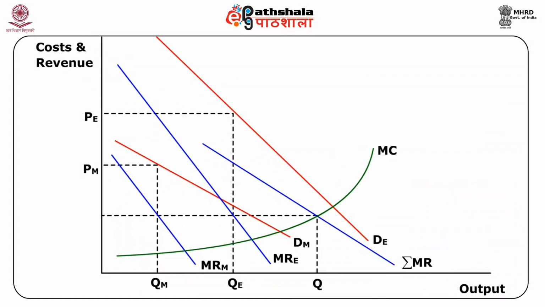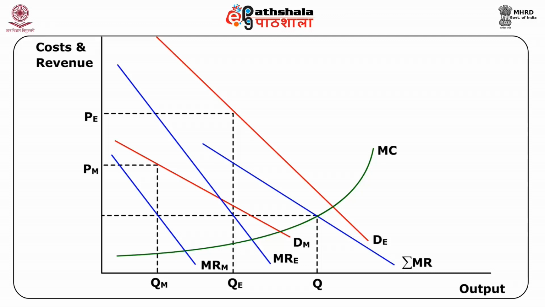Figure 2 illustrates this scenario. DE and DM represent the demand curves of the evening and weekend and morning weekday moviegoers respectively. DM is more elastic than DE. MRE and MRM represent the marginal revenue curves of the evening and weekend and morning weekday moviegoers respectively. MC represents the common marginal cost curve for the theater.